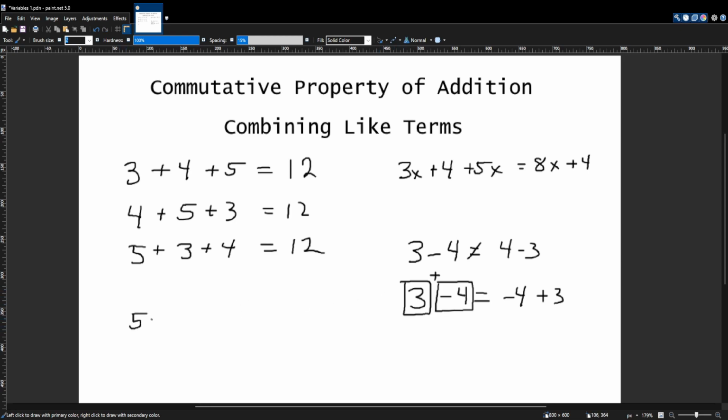If you ever run into 5x plus 4 minus 3x, then, to combine the like terms, we have to consider the sign as being part of the term. And so this is a negative 3x that we're adding to positive 5x to give us 2x as a final result, plus 4.